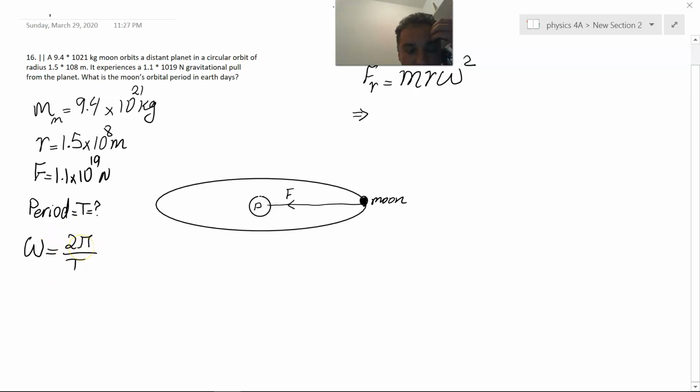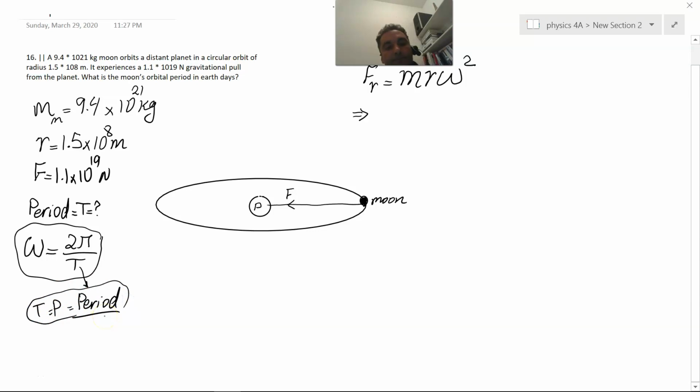Remember this equation. Omega is 2 pi divided by T. So if I need to find, this T is period, it's not tension. Some books show it by P, some books show it by T. So I go with T, okay? Because we need to find period, I am using this section of the equation.